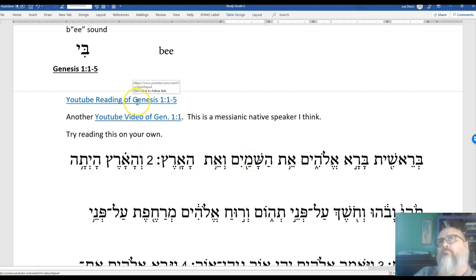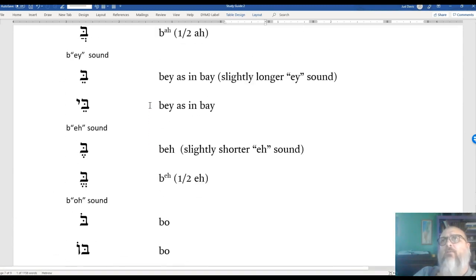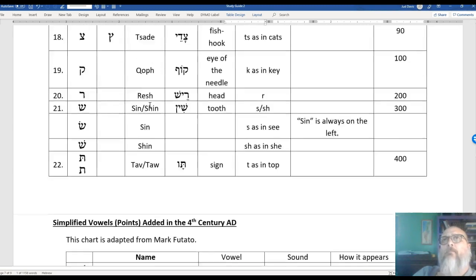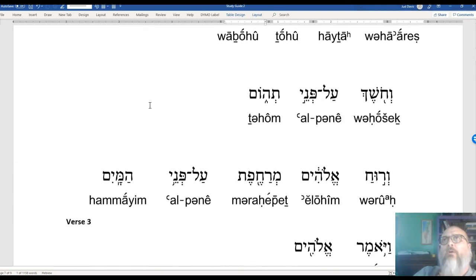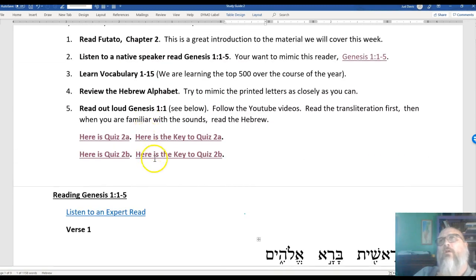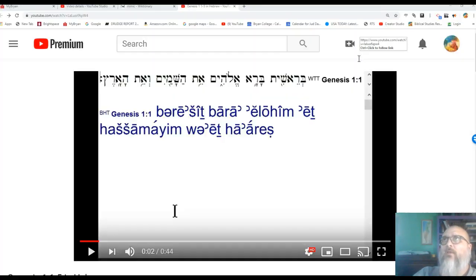So if we go back to the native speaker, that's kind of what we're shooting for. Imitation's the sincerest form of flattery. This is what we would get.